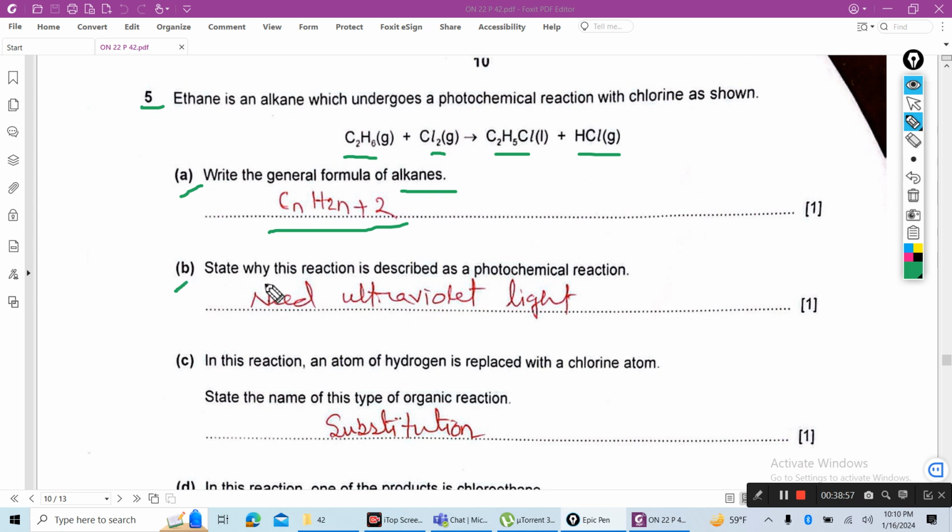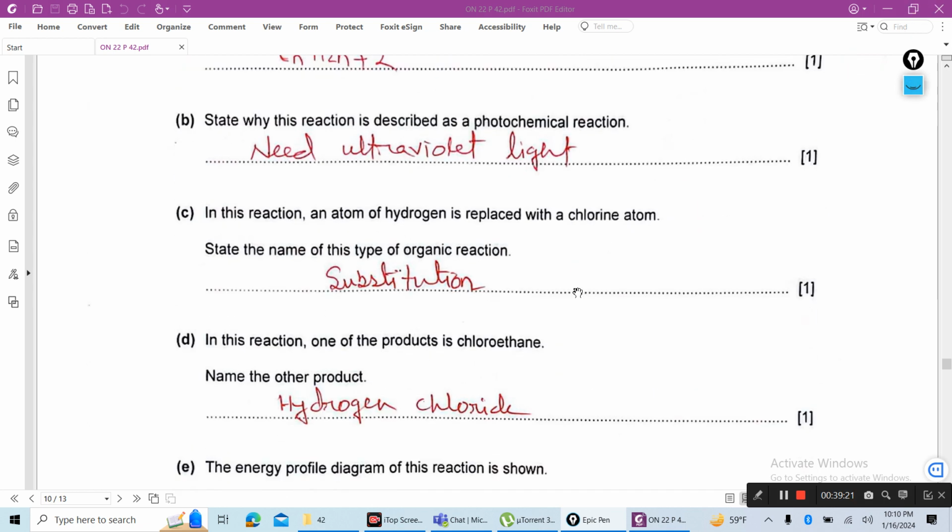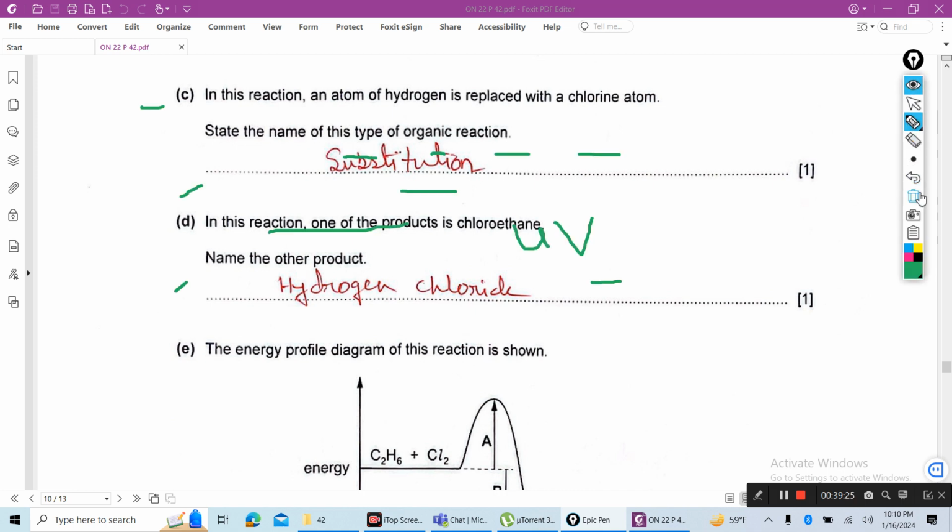B, state why this reaction is described as a photochemical reaction. You know, for this reaction UV light, ultraviolet light, is needed, so this is known as a photochemical reaction. See, in this reaction an atom of hydrogen is replaced with a chlorine atom. State the type of reaction: substitution reaction. When any alkane reacts with chlorine, one hydrogen of the alkane is substituted by a chlorine atom. This type of reaction is known as a substitution reaction.